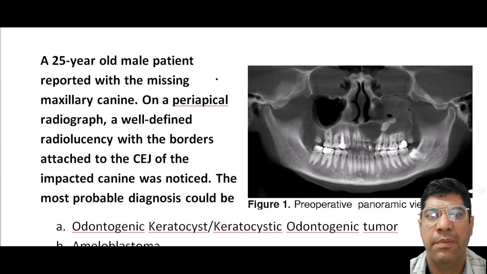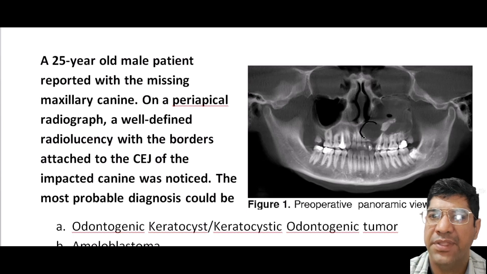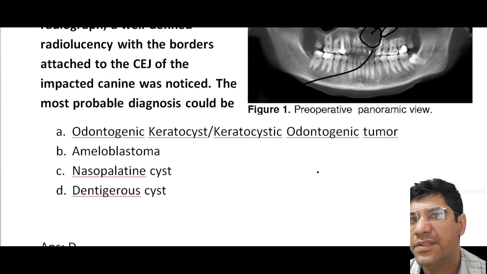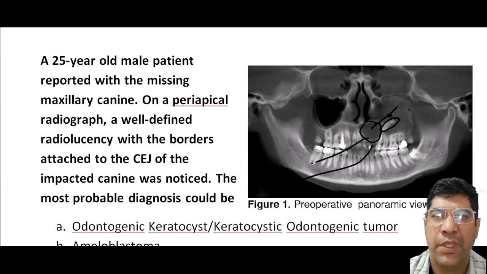A 25 year old male reported with a missing maxillary canine. So you can see in this image the missing canine here, and you can see this radiolucency with borders that are attached to the cementoenamel junction of the impacted canine. So the most probable diagnosis is dentigerous cyst. We know that dentigerous cysts are formed around the crown of impacted or unerupted teeth. In this case, it is likely that the maxillary canine did not properly erupt and became impacted, which led to formation of a dentigerous cyst.